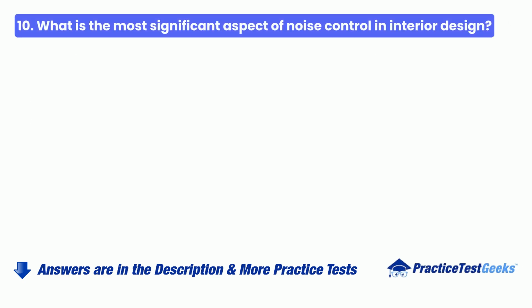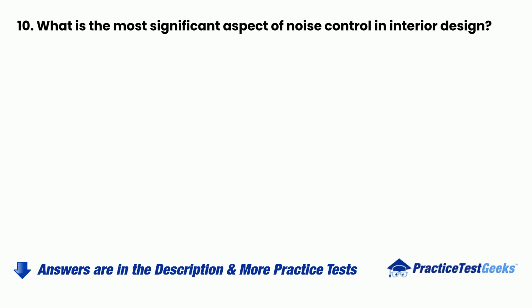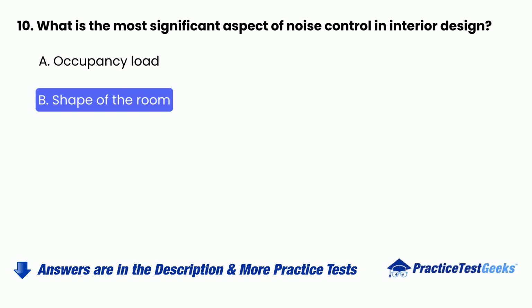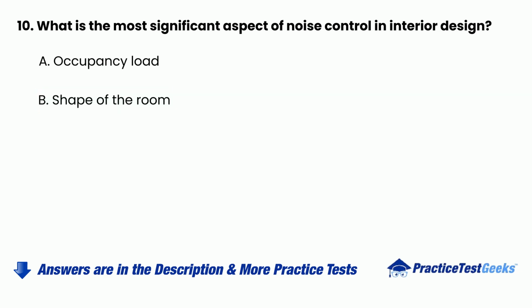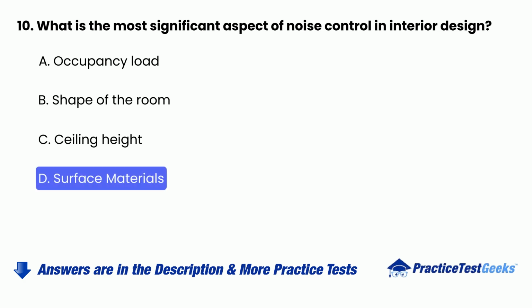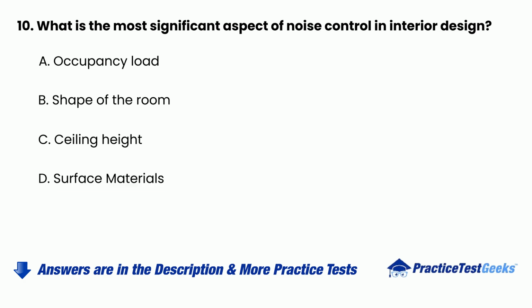10. What is the most significant aspect of noise control in interior design? A. Occupancy load. B. Shape of the room. C. Ceiling height. D. Surface materials.